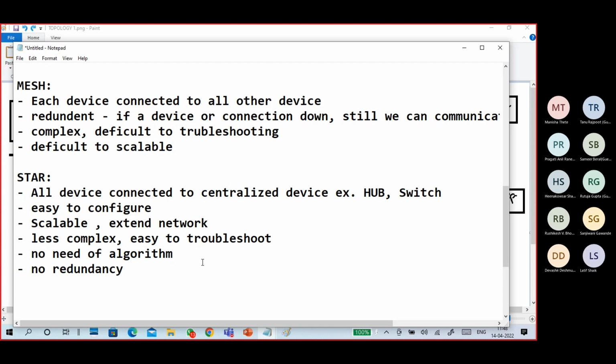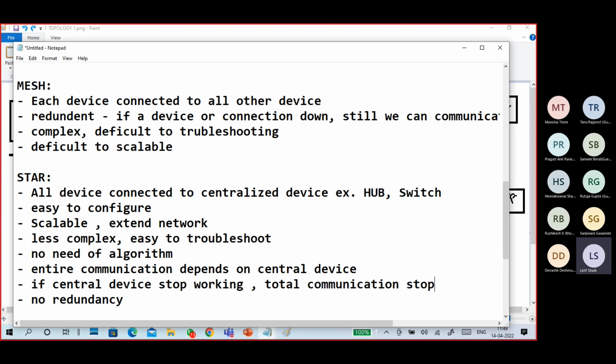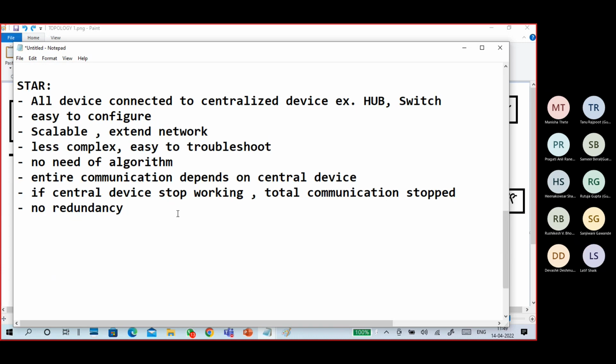So the entire communication depends on the central device. If the central device stops working, total communication stops. Okay, that is star topology.